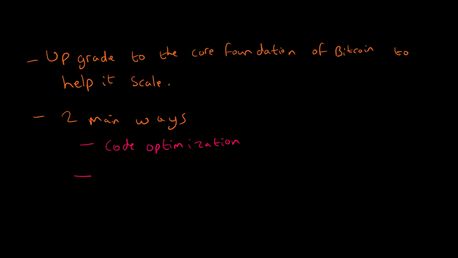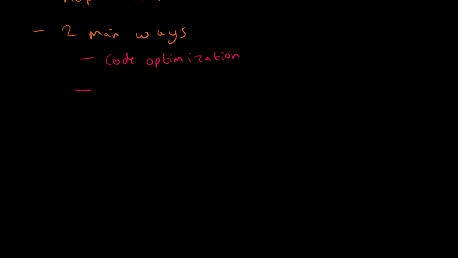The next part is it increases the block size, and the increase is from 1 megabyte to 2 megabytes, and this would also enforce a timeline of about 3 months for this to be done. So that's all well and good. Code optimization increases the block size, which allows for more transactions.